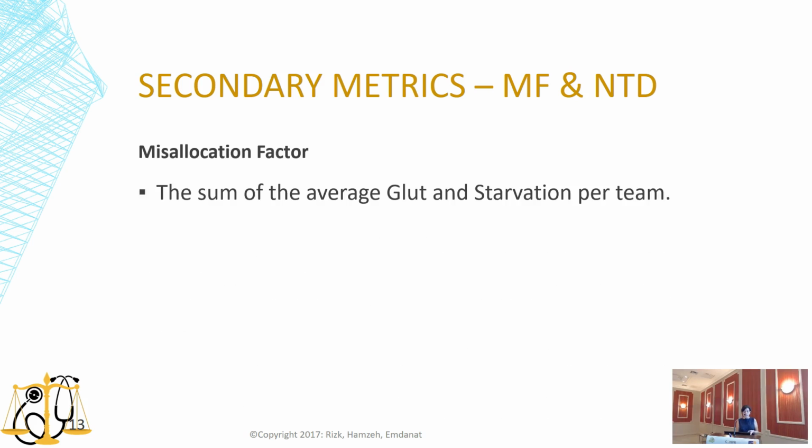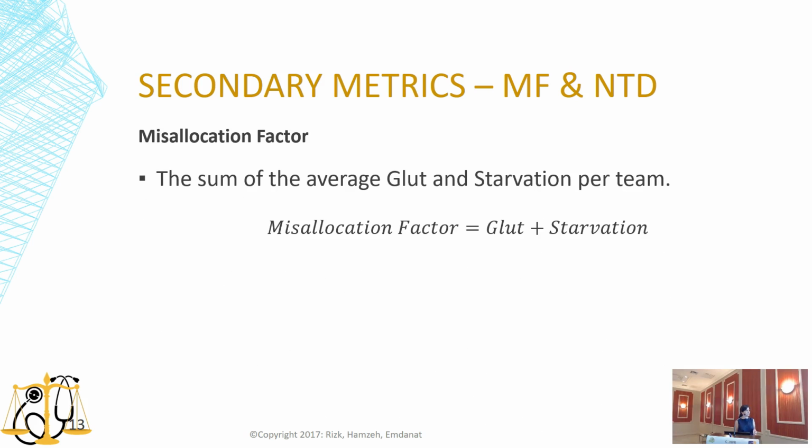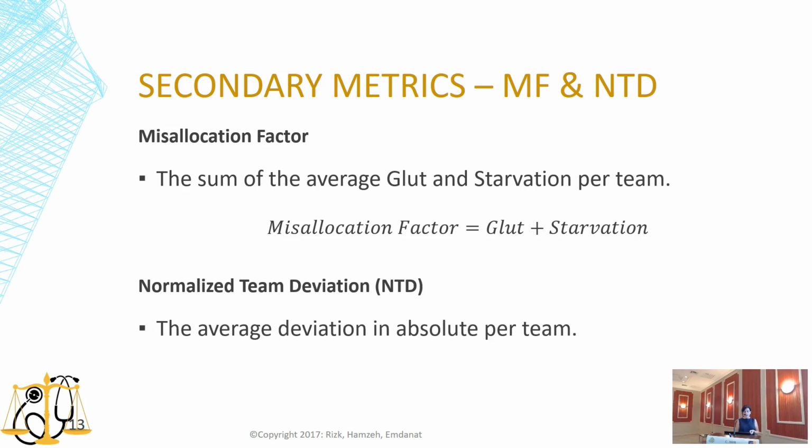Thus, a misallocation factor can be deduced as being the sum of glut and starvation. This sum is the waste in capacity planning. And the fourth secondary metric is called the normalized team deviation, NTD, which is the average of the weekly deviations in absolute value. So in other words, it is the weekly deviation per week.